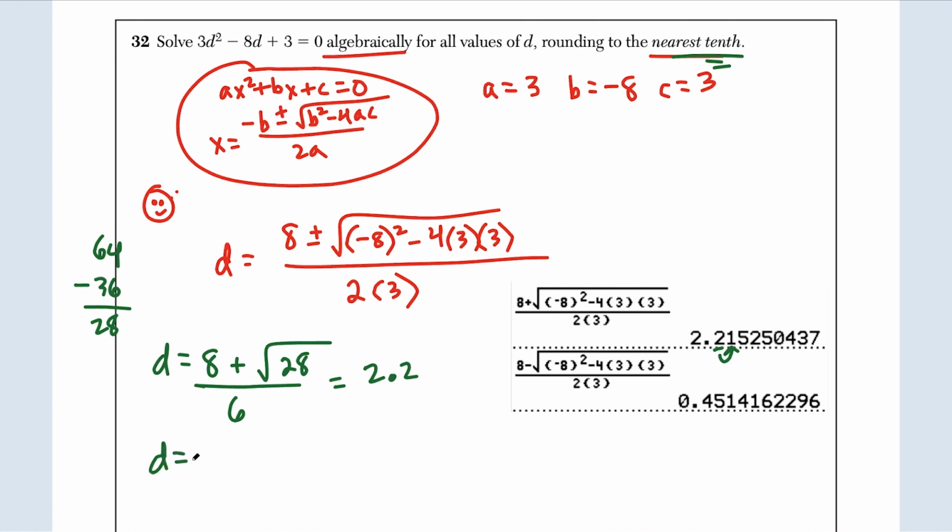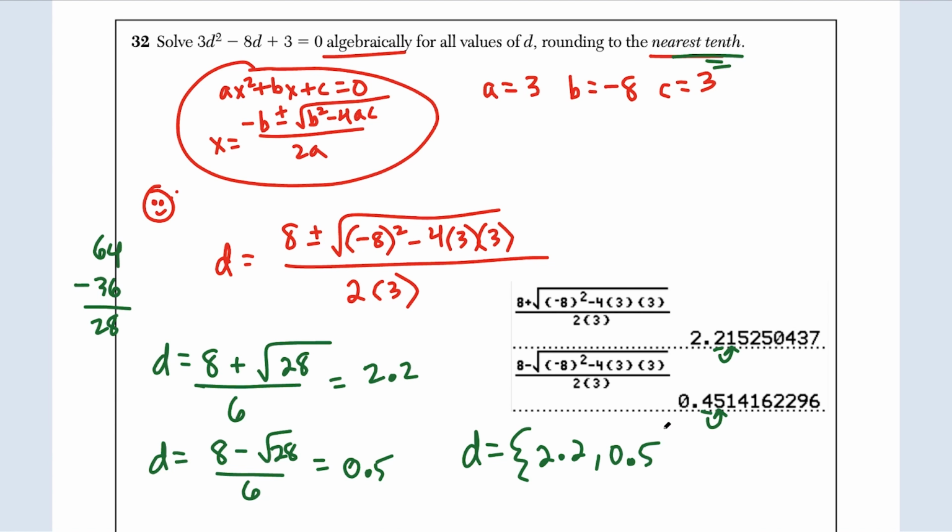And then our second solution, we're going to have 8 minus, and once again, the radical simplified to radical 28 over 6. And this one is going to simplify to, we look to the tenths place is a 4, and then we look to the right is a 5. So we're going to round up in this case to 0.5. So here are the 2 solutions, and we can write it in one set like this in the squiggle or curly brackets. We have 2.2 comma 0.5. So here are the solutions to question 32.